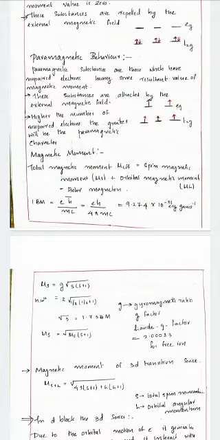And let's see the magnetic moment of a 3d transition series, that is μ(S+L) is equal to root of 4S(S+1) + L(L+1), where we know that S is the total spin moment and L is the orbital angular momentum.